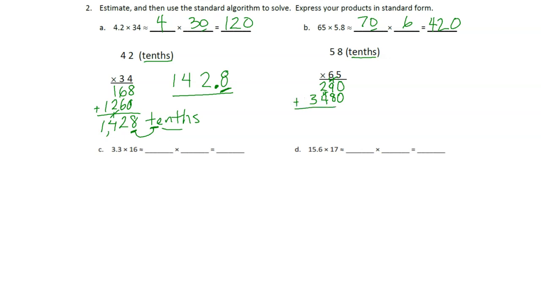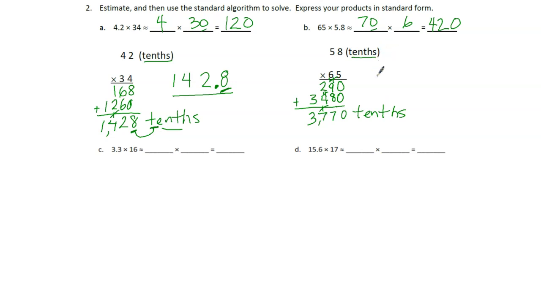We have 0 ones. I have 9 tens plus 8 tens, 17 tens. Regroup 10 of my tens is 100. 200 plus 400 plus 100. Well, I know that's going to be 700. And then I have 3,000. All right? I know it's going to be 3,770 tenths.